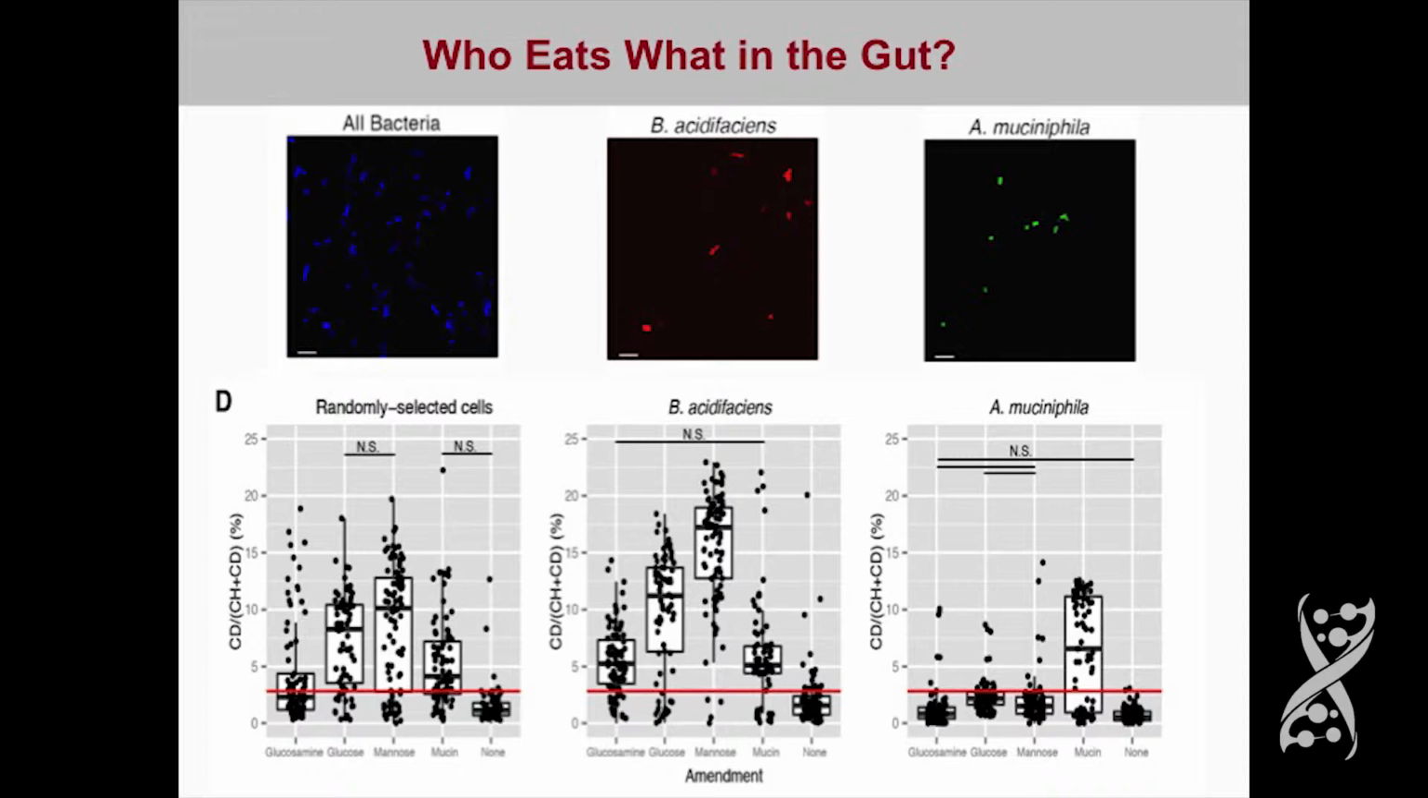In these box plots, you can see the individual labeling percentage of the single cells. Above this red line, we think a cell is labeled. So you can really see that these two organisms had a totally different pattern of activity in the different amendments. And it was also different from the bulk randomly measured cells. And the nice thing is Akkermansia muciniphila was most active on mucin amendment, which is no big wonder, but it really shows the power of this approach.